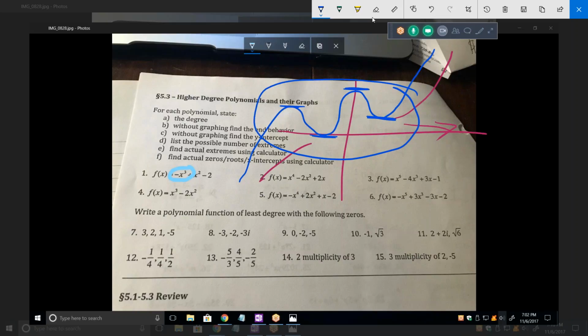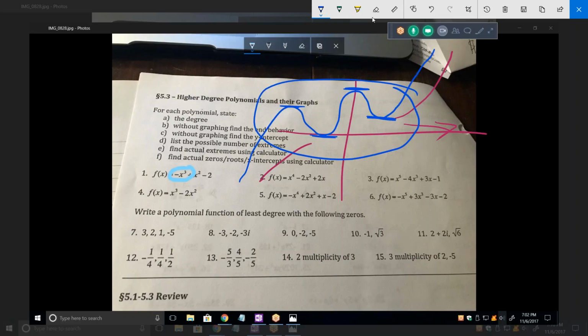You're not going to have any trouble with the y-intercepts on any of these or the possible number of extrema. Do we need to do any others? No, I think this is pretty straightforward. Are you comfortable with the end behavior? You want me to ask you another? How about 6? Give me the end behavior on 6.